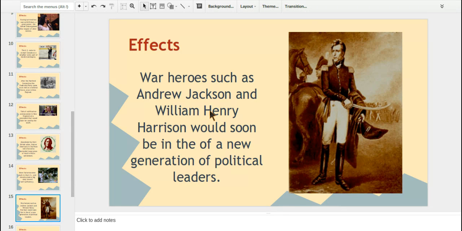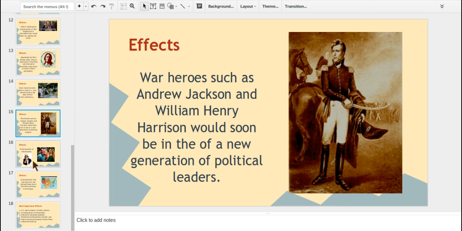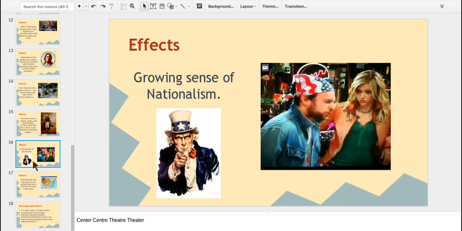But obviously introduce the concept of Andrew Jackson and the Battle of New Orleans, just give them a quick little rundown of that, and then move on to the next effect, which is probably the most important effect, and note to them that that's the most important effect, and it's that growing sense of nationalism.